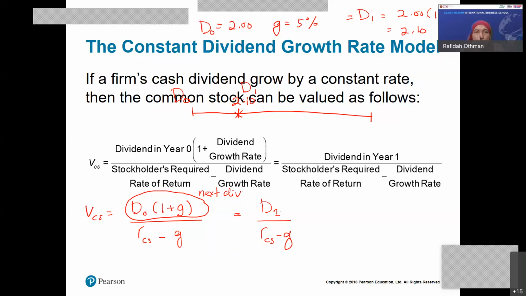Remember, when we want to find the common stock value, which we can also call P0, we have to find D1. And then what if our expected return for common stocks is 10%? So what will be the P0, or value for common stock, here? It will be 2.10 divided by 0.10 minus 0.05. So what will be the answer here?